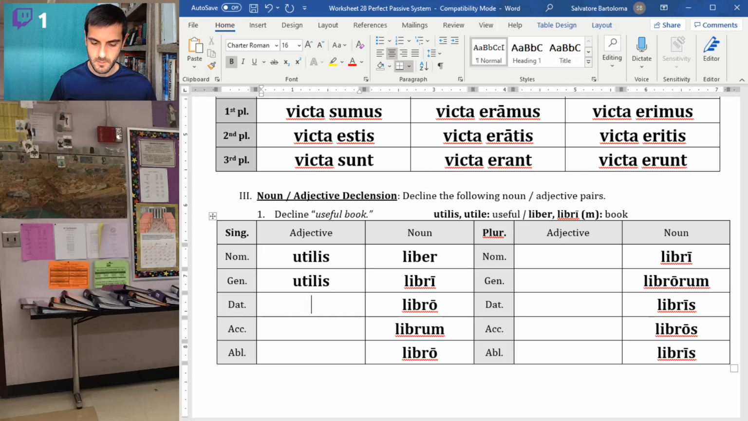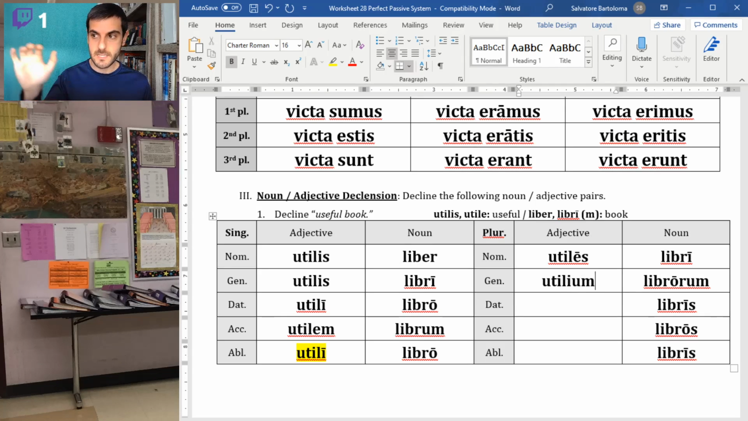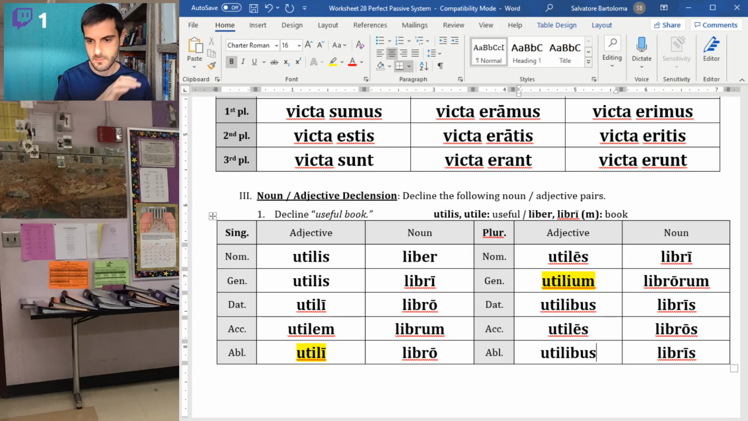That will happen. Dative is utili. Accusative is utilem, because it's masculine. And the ablative singular is one of those watch out for kind of forms. It is utili. So it's one of those forms that has an extra I from what we would normally expect for third declension. And our plurals, utiles, utilium, that's another one of our I stem forms, utilibus, utiles, and utilibus.